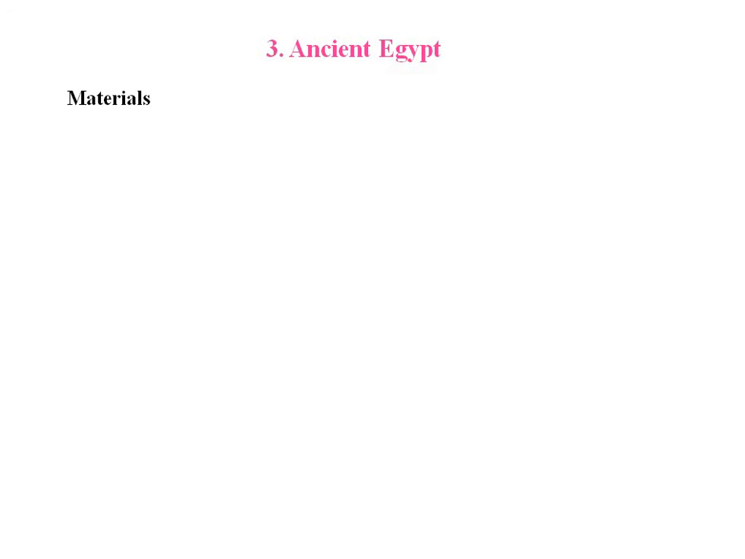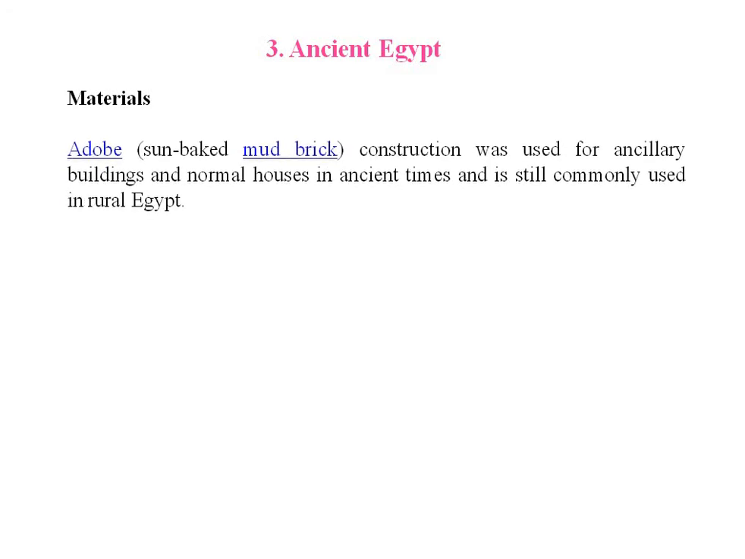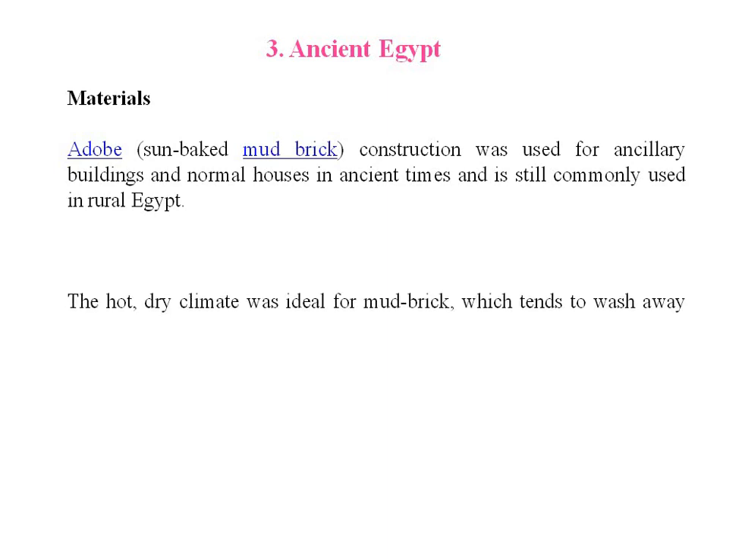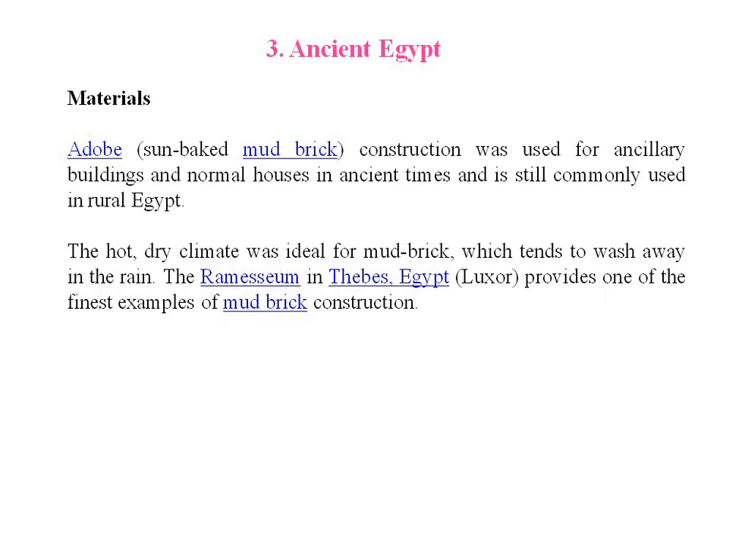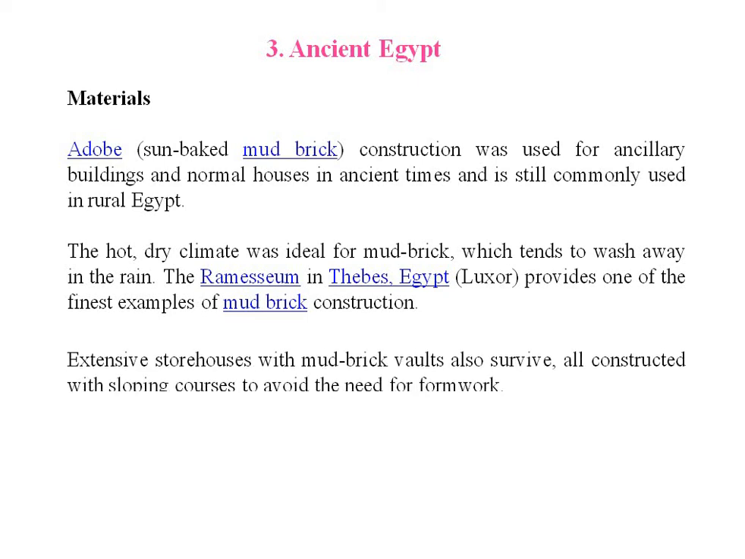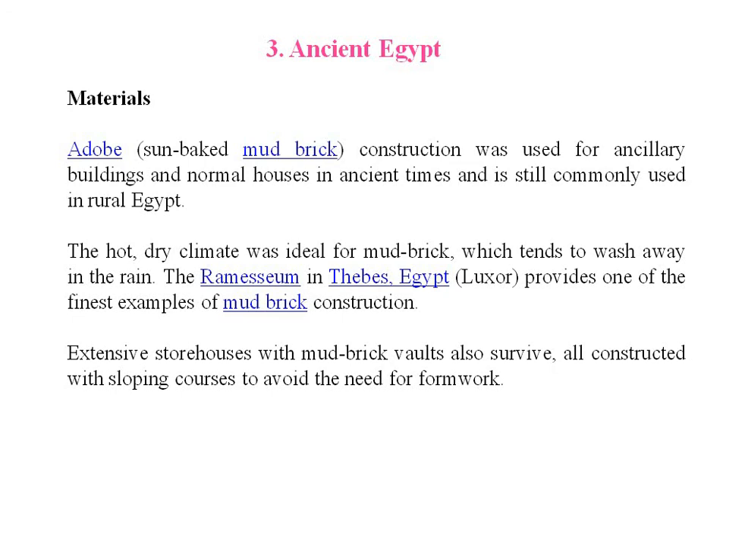Ancient Egypt. Materials. Adobe sun-baked mud brick construction was used for ancillary buildings and normal houses in ancient times and is still commonly used in rural Egypt. The hot, dry climate was ideal for mud brick, which tends to wash away in the rain. The Ramesseum in Thebes, Luxor, Egypt provides one of the finest examples of mud brick construction. Extensive storehouses with mud brick walls also survive, all constructed with sloping courses to avoid the need for formwork.